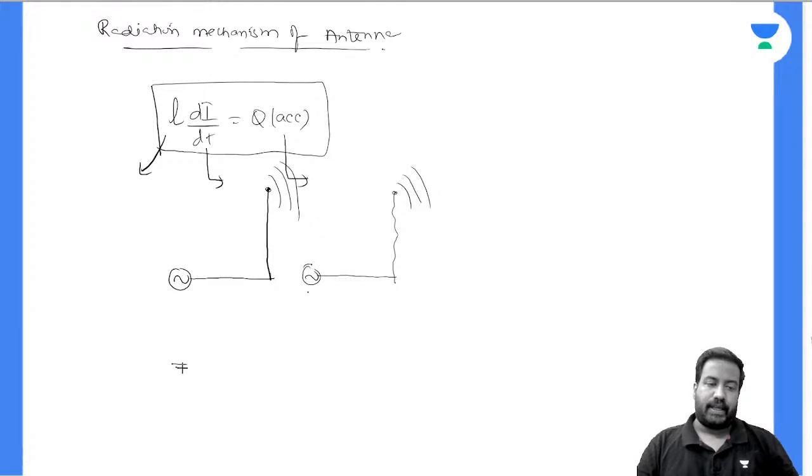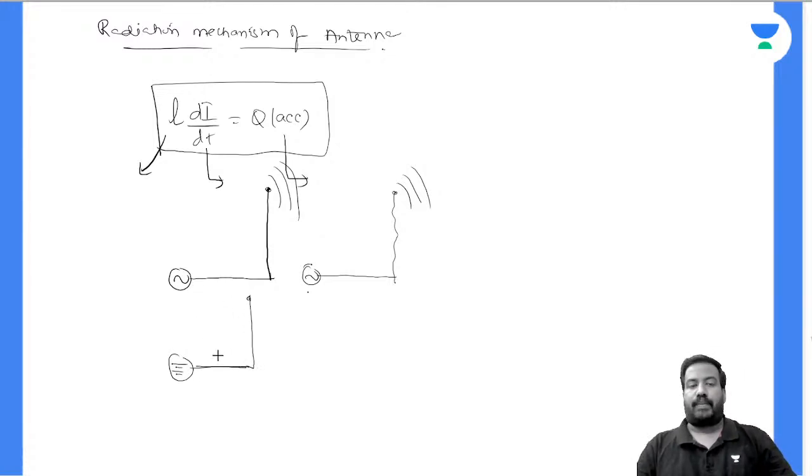If you feed a DC supply to a straight conductor, it won't radiate. DC current means uniform velocity of charges. No acceleration or deceleration of charges is there, and there is no time varying current. Therefore, it won't radiate. Therefore, if I apply a DC to a straight conductor, it won't radiate.